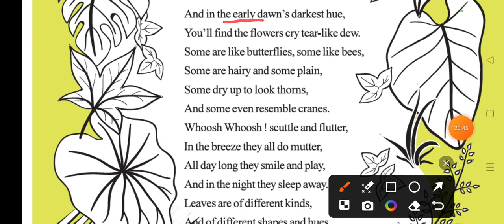And in the early dawn's darkest hue, you will find the flowers cried here like dew. Some are like butterflies, and some like bees, some are hairy, and some are plain.